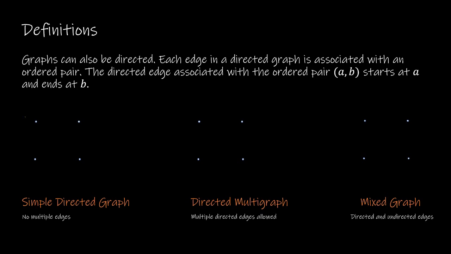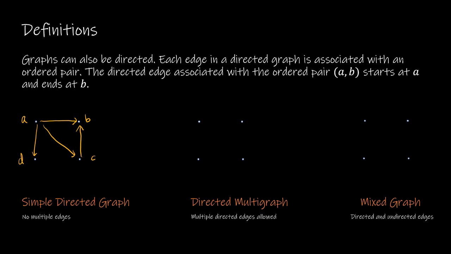So for instance, if I have A, B, C, D, I could have A to B, where A is the starting vertex and it ends at B. And for instance, maybe A goes to D and A goes to C and C goes to B, but that's it. This is called a simple directed graph, again, because there are no multiple edges, no loops.